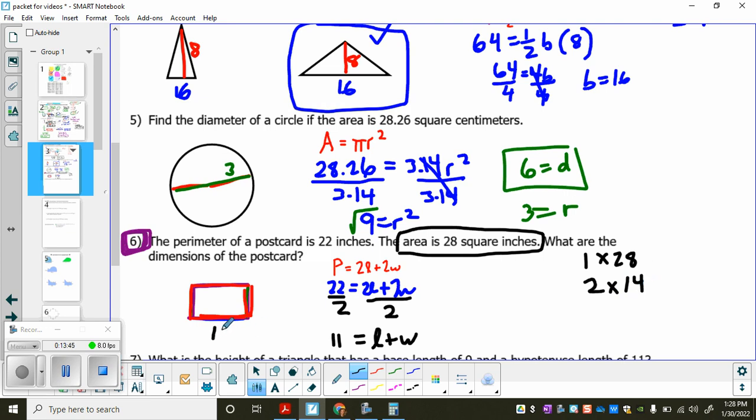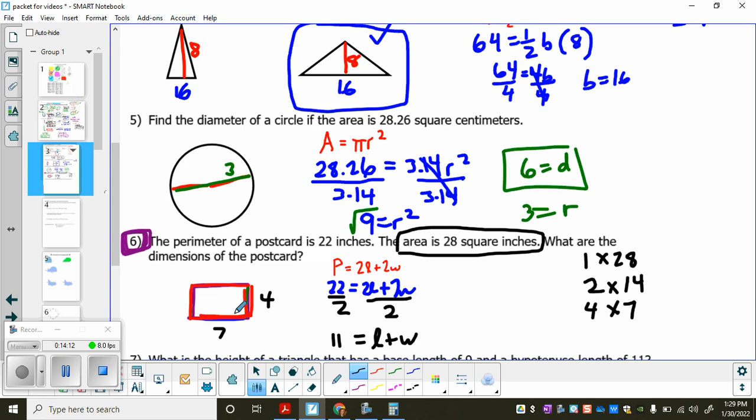So if I put a 14 here, if I do 14 and then a 2, well, already that's going to be a 16. So that would be a 32 all the way around. So that's too much. So we don't want that. Now again, another multiplication set that gives me 28 is 4 times 7. 4 times 7 gives me an area of 28. So this could be a 7 here and this could be a 4.